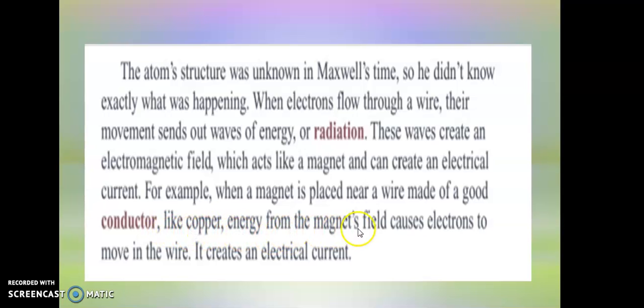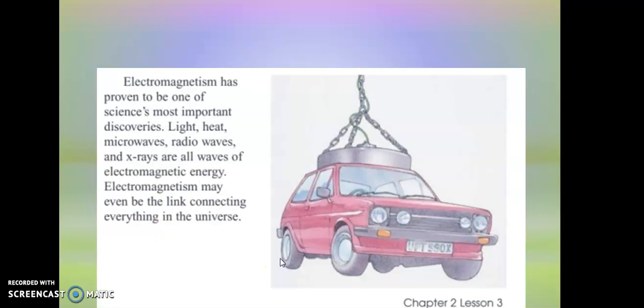copper, energy from a magnet's field causes electrons. Remember, electrons is electricity, right? Negative, and protons are positive. Don't confuse. To move in the wire, it creates an electrical current. Very good. An example. Look, this is a big magnet that produces the magnetic field that can take the car.